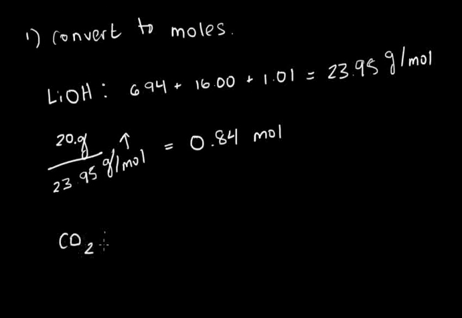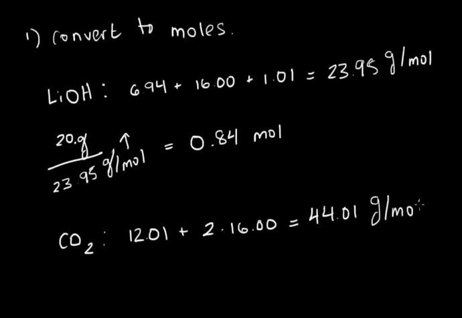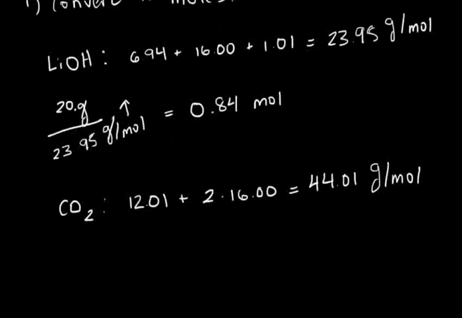Now we can do the same thing with our carbon dioxide. Our molar mass for carbon dioxide is going to be 12.01, the molar mass of carbon, plus 2 times the molar mass of oxygen, which is 16. Nice even number. And that's going to equal 44.01 grams per mole.